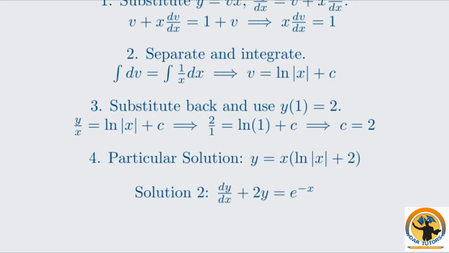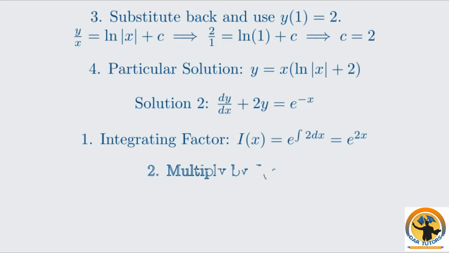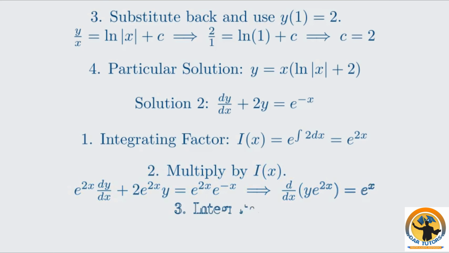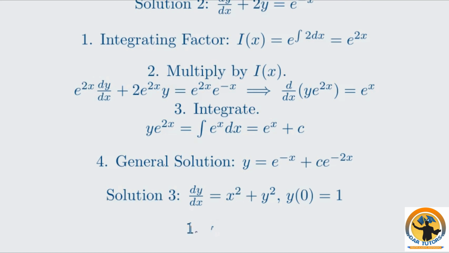For question 2, we use the integrating factor method. P of x is 2, so the integrating factor is e to the 2x. Multiplying the equation by e to the 2x and integrating gives y times e to the 2x equals e to the x plus c. The general solution is y equals e to the negative x plus c times e to the negative 2x.